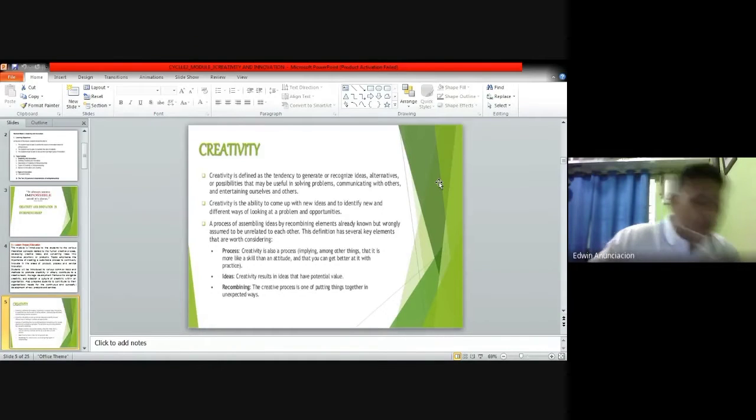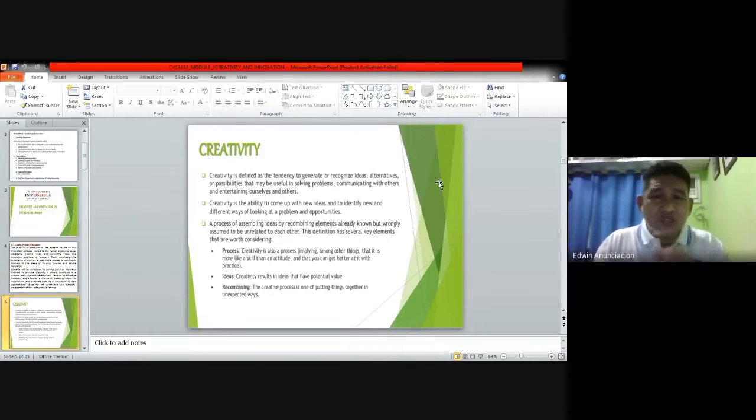If it is in entrepreneurship, it is referring to the modes of producing goods and services. A process of assembling ideas by combining elements already known. Yes, we know for a fact that there are already existing ideas, but being creative means you must be able to really improve things out.